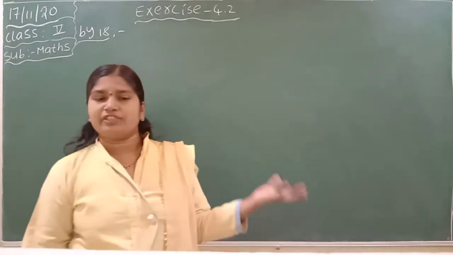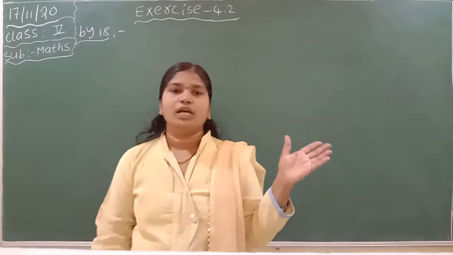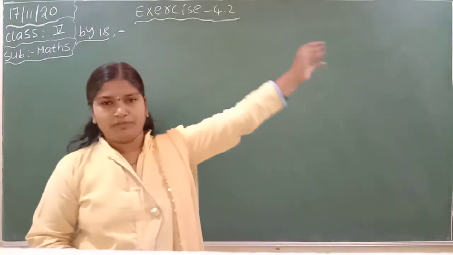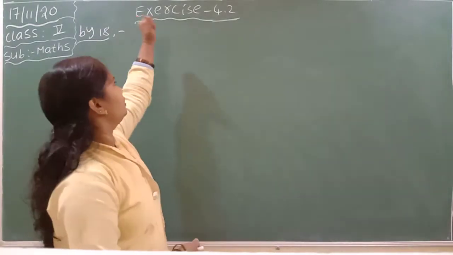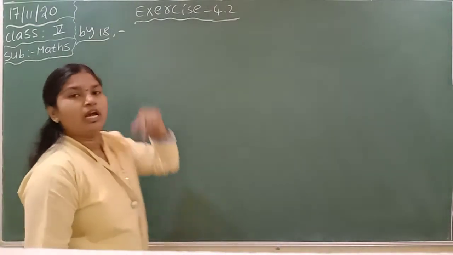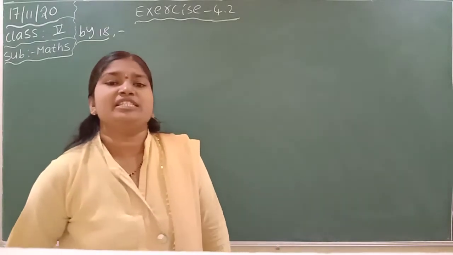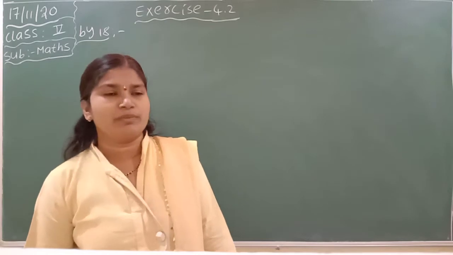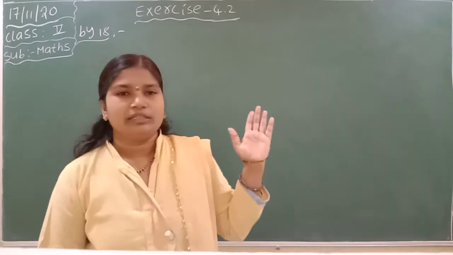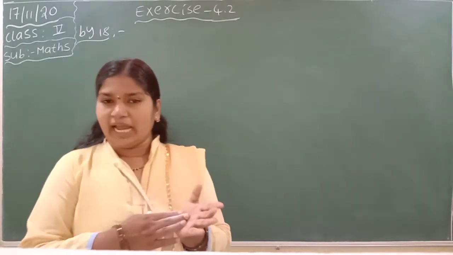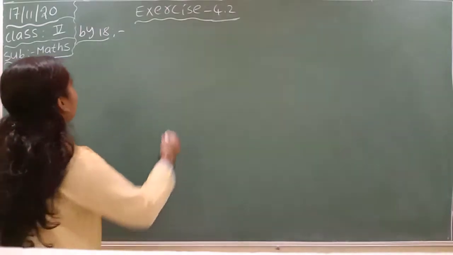In the previous class we discussed the divisibility by 12 rule. Today we have to discuss the divisibility by 18 rule. What do you mean by divisible by 18? It means the given number is divisible by 9 and 2. Okay.